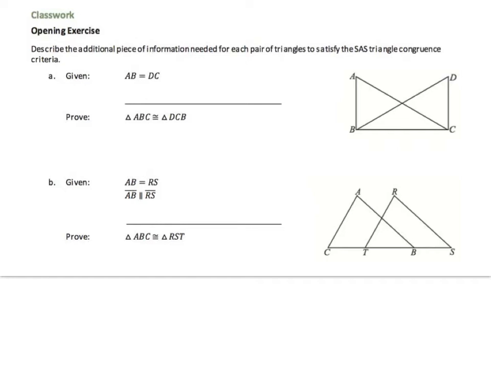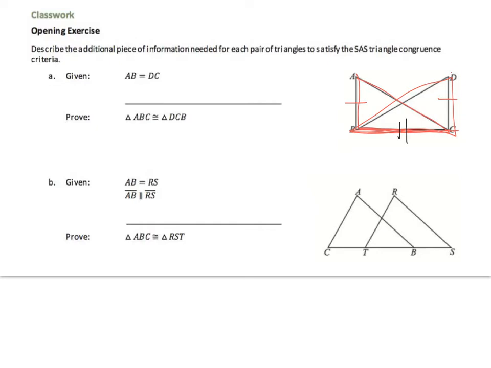First of all, let's talk about a few examples in our opening exercise. Describe the additional piece of information needed for each pair of triangles to satisfy the SAS triangle congruence. So let's mark this up. If we know that AB is equal to DC, what else do we need to know if we want to prove that ABC is congruent to DCB? Okay, we see they share the same base, so I can say that they're congruent.